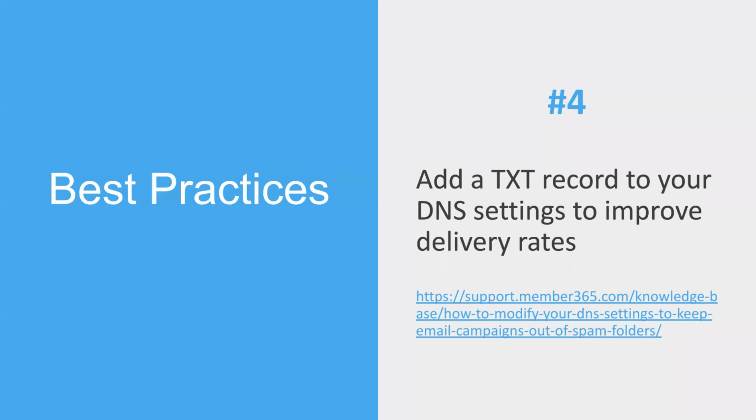Finally, I recommend, if you have not done this, to contact your IT support and get help on adding a TXT record to your DNS settings. Now, I know this is a little technical, so I've provided a link to our knowledge base article that you would be able to share with your IT team. Essentially, the person who registers your website URL would be able to access the settings which require them to add a TXT record. What this does is it helps ensure your email is delivered.